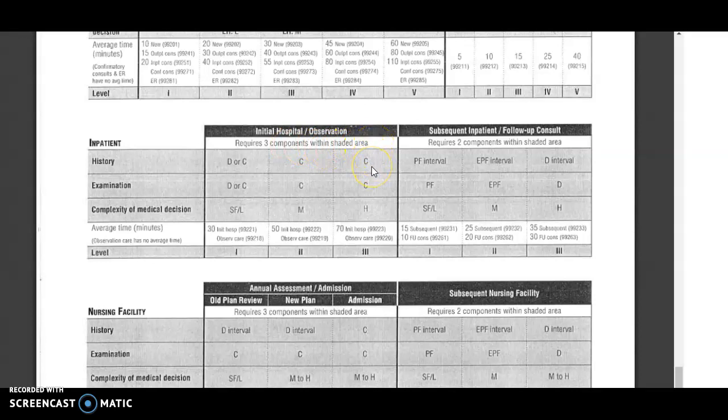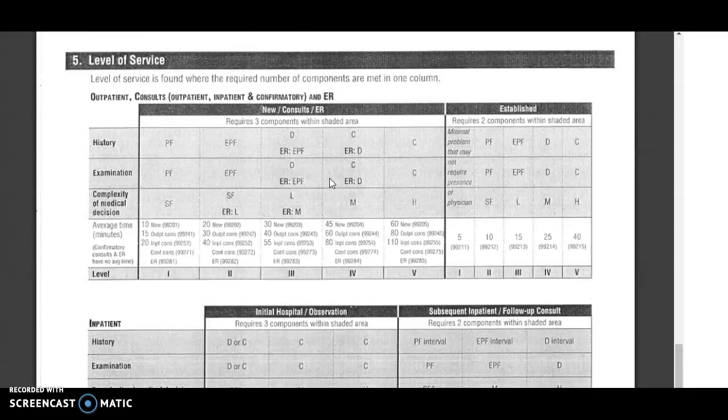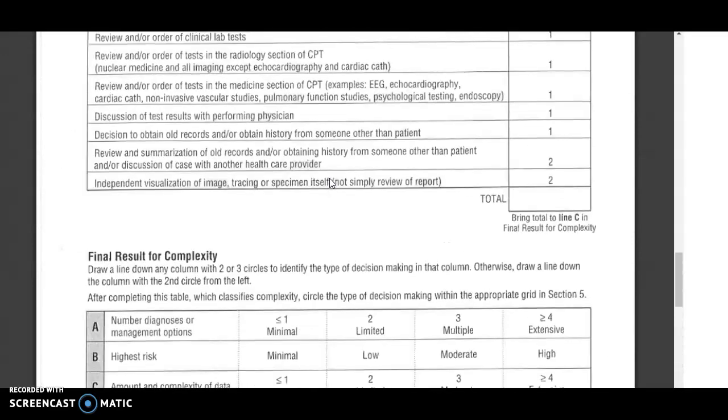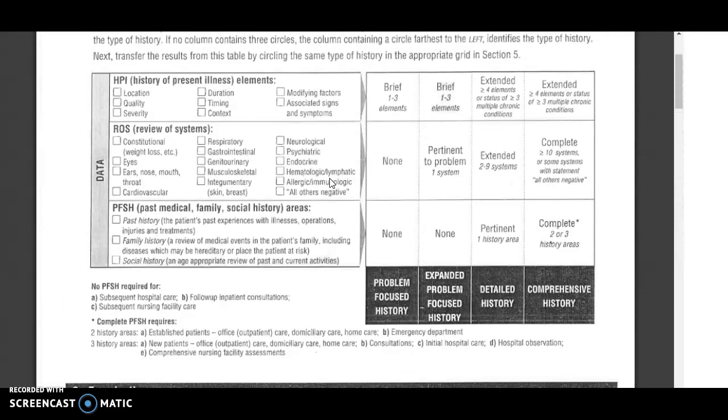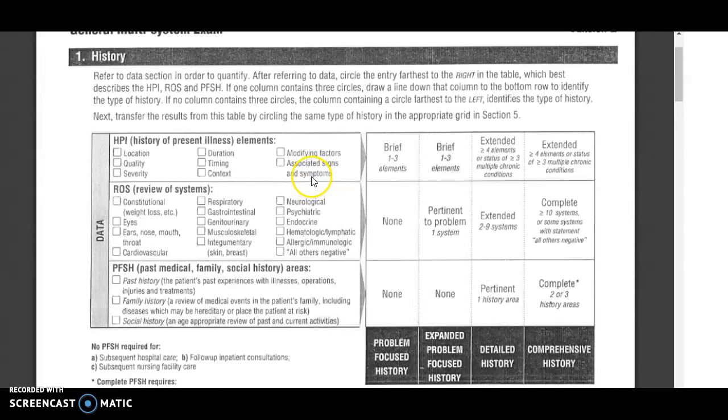Okay, so that means if I have a comprehensive exam, or history comprehensive exam, and moderate decision making, I have to code a 99219. So again, when you always start off, I'm starting off at case 120, and I know this is an observation case. Okay, so then I find myself on the Audit Tool where I'm at. Let's go back to the beginning of the Audit Tool, and we're going to just start with number 1, the history section.